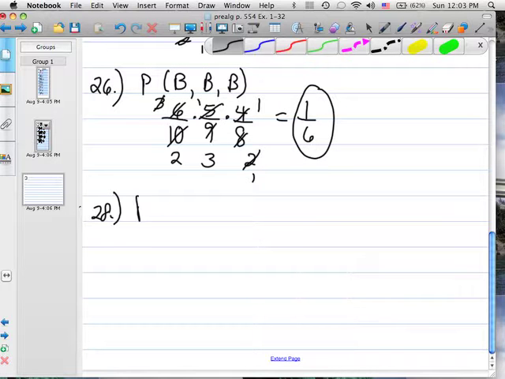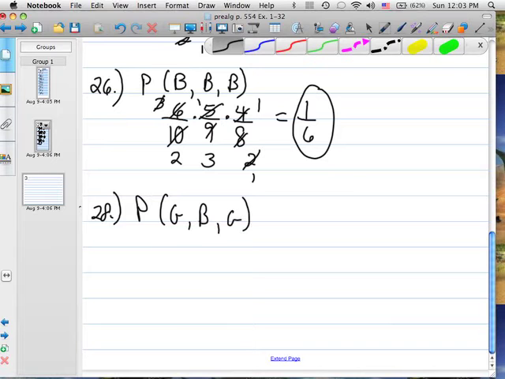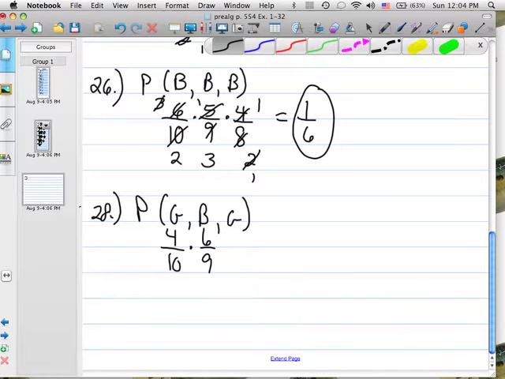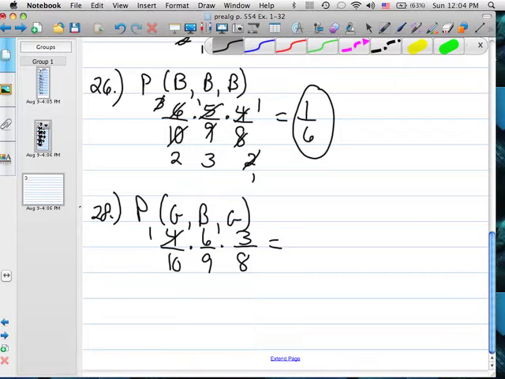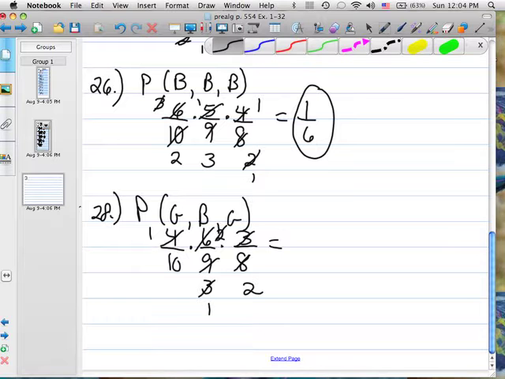Problem 28, the probability that we draw a girl's name, then a boy's name, then a girl's name. We draw a girl's name, there were 4 girls out of 10. We don't put it back. There's 6 boys, but only 9 names left. And we don't put that one back. There were 4 to start with, and we did not put the girl's name back, so there's 3 girls, and then there are 8 names left. So canceling, 4 goes into 4 once and 8 twice. 3 goes into 9, 3. 3 goes into 6, 2. You can cancel the 2's out, so it's going to be 1/10.